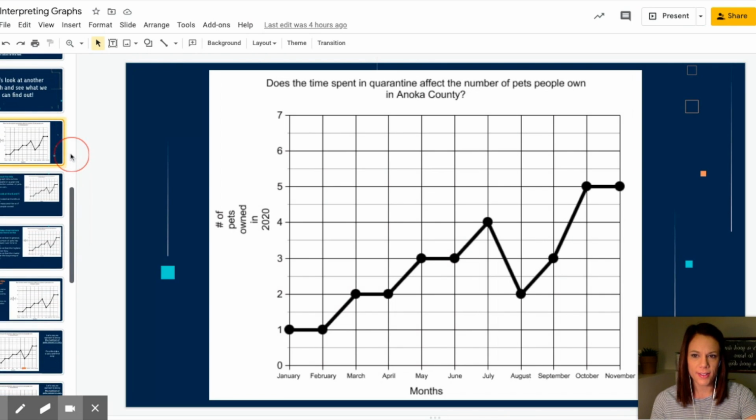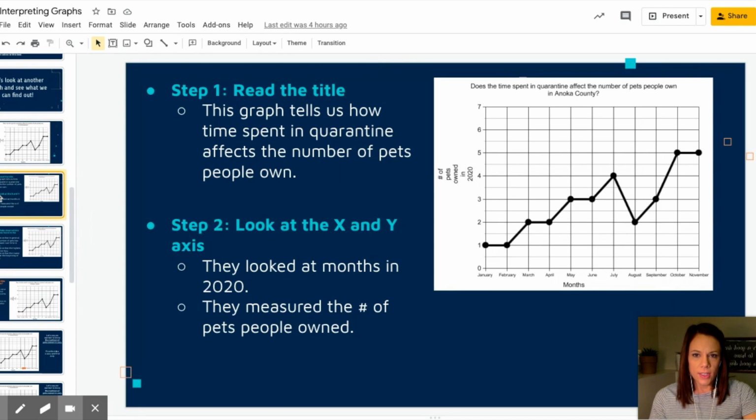All right. So, step 1, once again, is to read the title. Title says, and I apologize if it's kind of small, does the time spent in quarantine affect the number of pets people own in Anoka County? So it's telling us about time in quarantine, and it's telling us about pets in a specific location. Okay, so that's a good title. It's very informative.